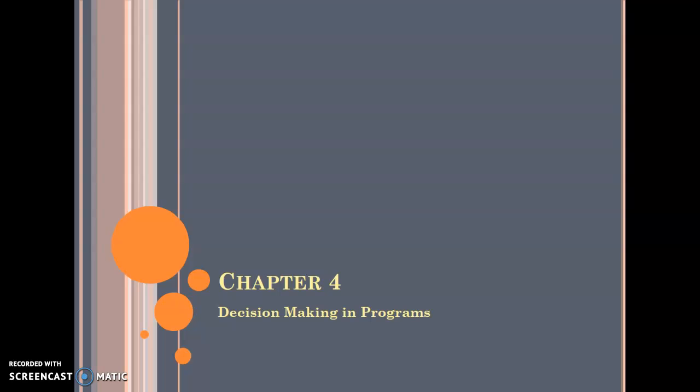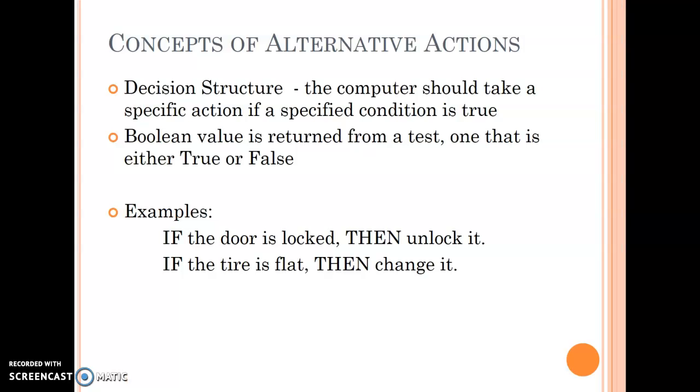In this chapter, we will discuss the idea of under a certain condition, I want to take action 1, otherwise I want to take action 2. So this chapter is on decision making in our programs. So the idea here is about alternative action.